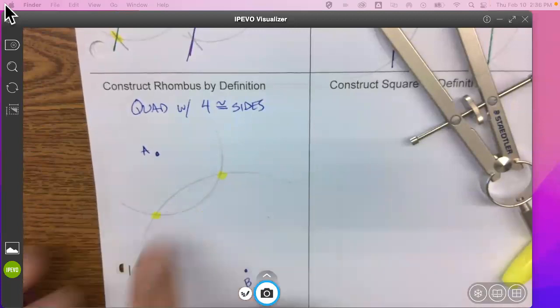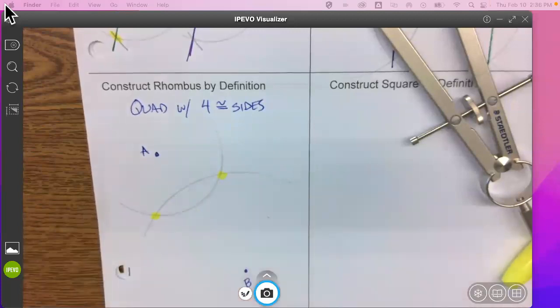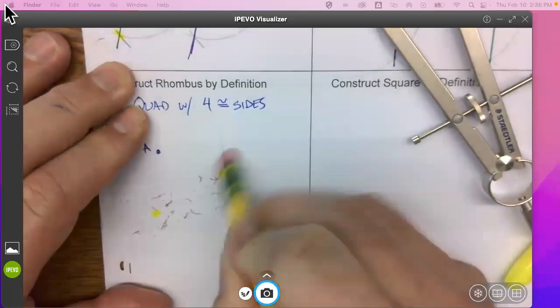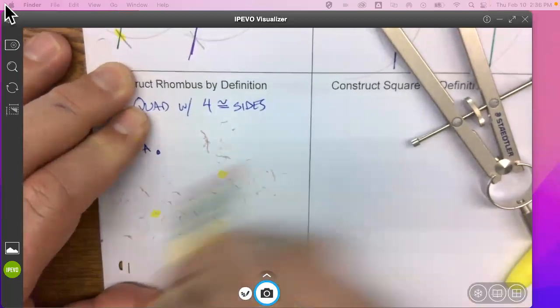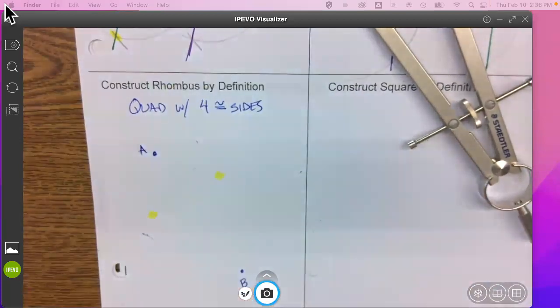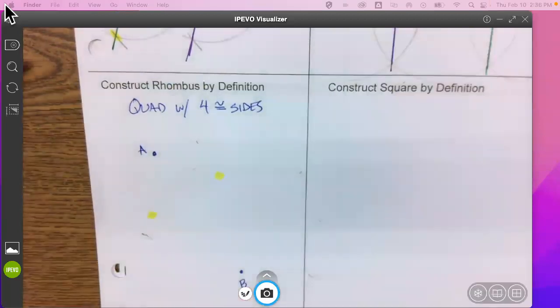I should have made these 2 circles the same. Sorry about that. I'm going to erase my circles. I'm still going to have my yellow spots there. But it's not how they work. Like, oh, wait, no, that would have made a kite. We'll get to that later.